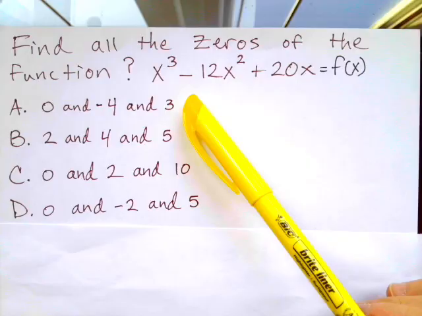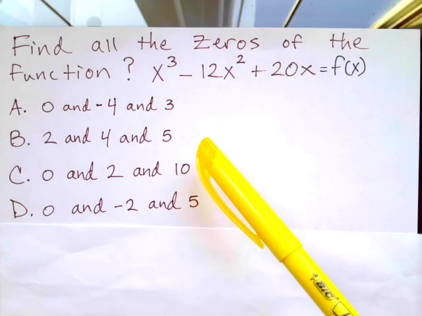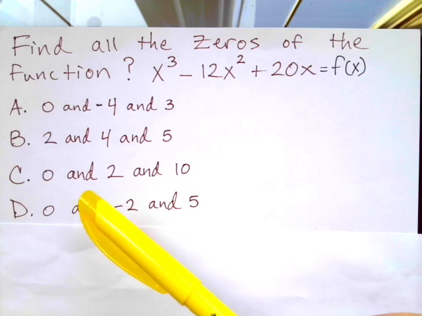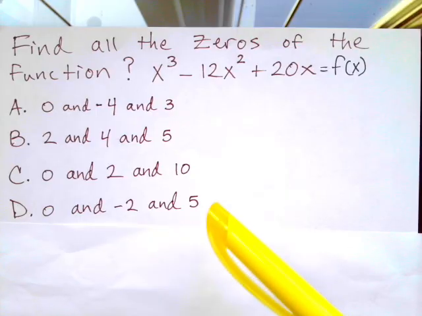You have option A, 0, -4 and 3. Option B, 2 and 4 and 5. Option C, 0 and 2 and 10. And option D, 0 and -2 and 5.